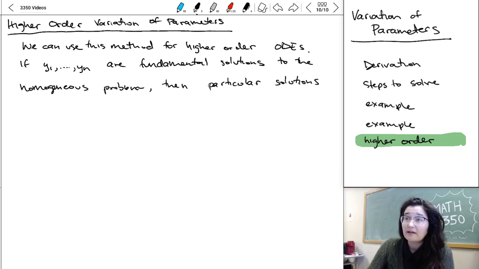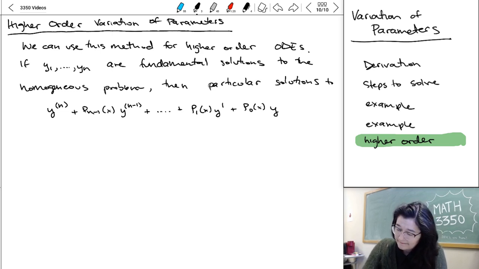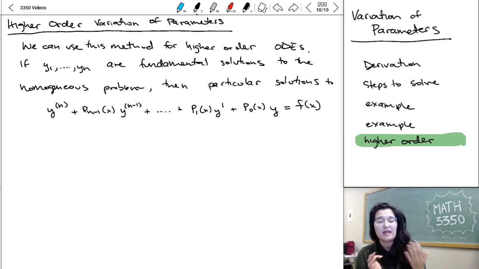then if we want to find particular solutions to a differential equation that looks like nth derivative plus a function times the n minus 1th derivative, and so on and so forth until a function times the first derivative and a function times just y itself. If all that's equal to some function f to make this a non-homogeneous problem, we can use variation of parameters as long as we have that fundamental solution set. It's just going to introduce bigger and bigger sets of equations we have to solve, so bigger and bigger determinants of functions that we evaluate, basically.